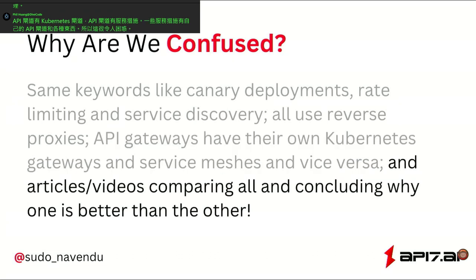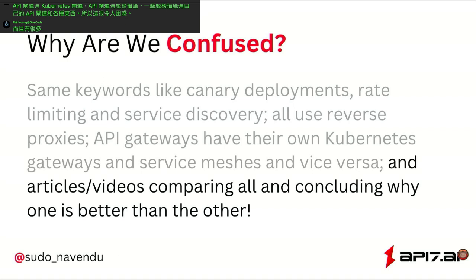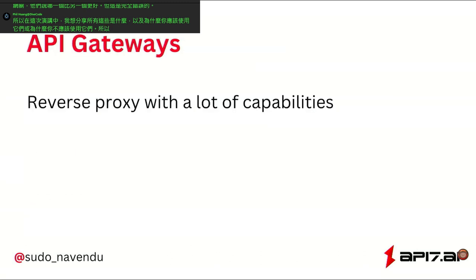And there are a lot of articles and videos from influencers which compare service meshes and API gateways and Kubernetes gateways, and they say which one is better than the other, but that is completely wrong. So in this talk, I wanted to share what all of these are and why you should be using them or why you shouldn't be using them. So both cases, I guess.